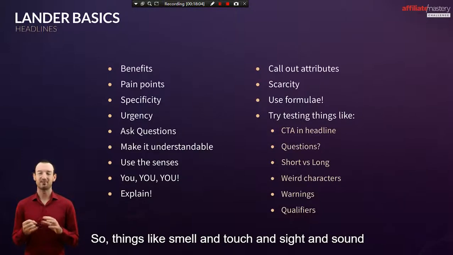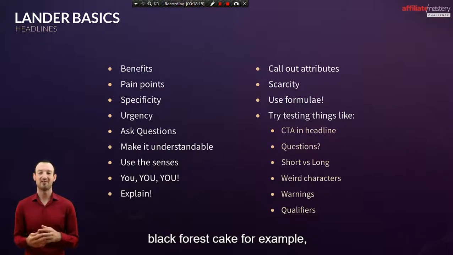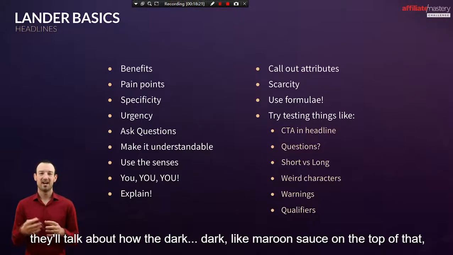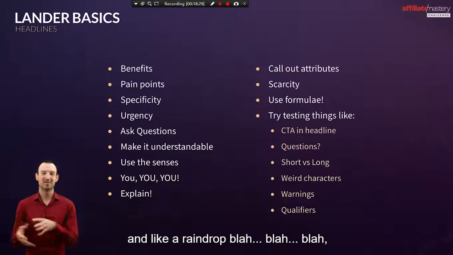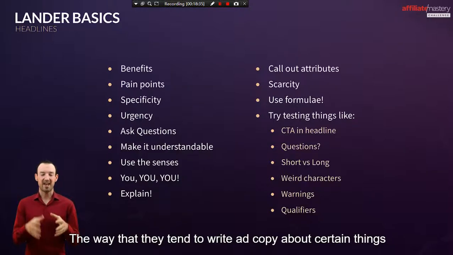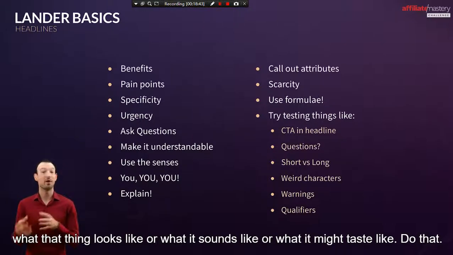Use your senses. Things like smell and touch and sight and sound appeal to those human senses. This is why you'll see descriptions of a Black Forest cake, for example, that appeal to the senses. They'll talk about how the dark maroon sauce on top of it glistens as it glides down the side like a raindrop, and you can almost hear the sound of that. The way they tend to write ad copy about certain things always appeals to the senses and makes you almost visualize what that thing looks like, or what it sounds like, or what it might taste like.